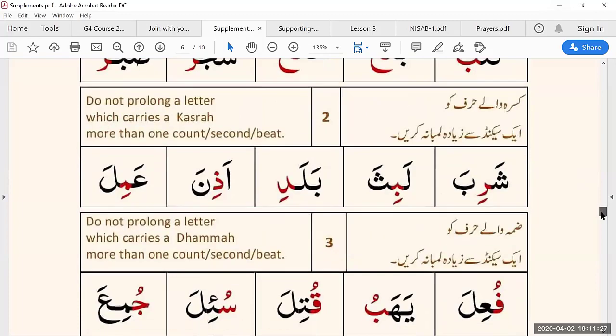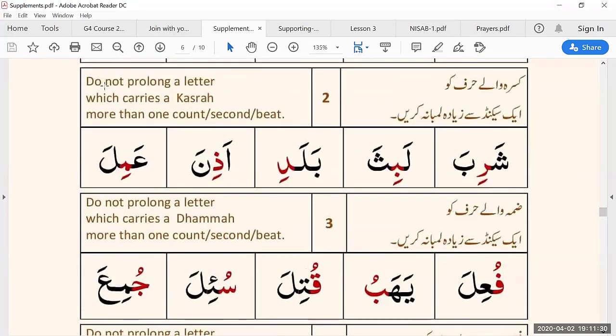So the second common error is similar to the first one, except that this time it is made with a kasra stroke. So the rule is to not prolong a letter which carries a kasra more than 1 count, second, or beat. So I would like to request you to go through these as well. Shariba, labitha, baladi, adina, amila. Okay, well done, that was right.